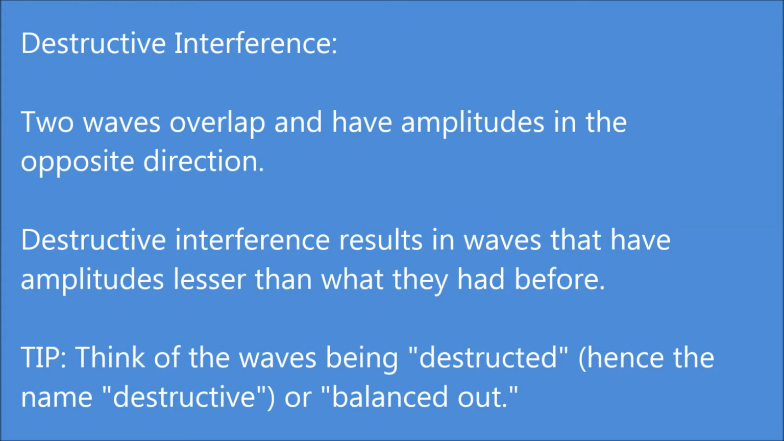Destructive interference occurs when two interfering waves overlap and have amplitudes that are the opposite direction of displacement, and thus their interference creates a smaller wave in that direction. Wait, what? I don't get it. Honestly, I don't get it either.